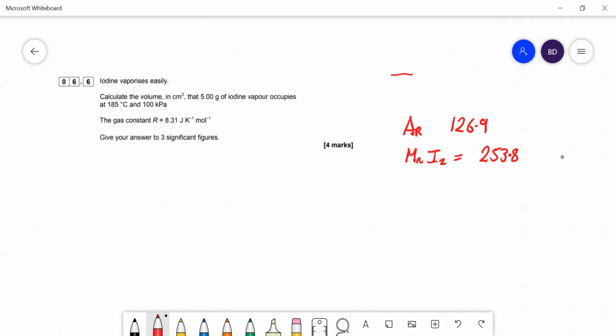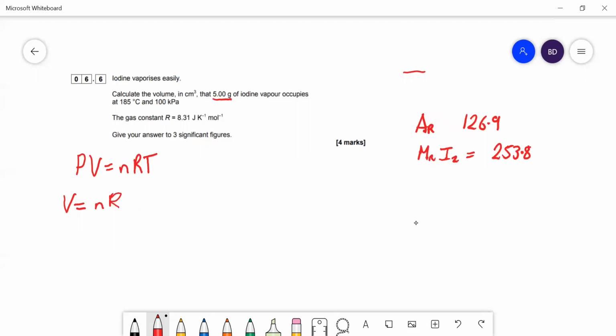We've got to calculate the volume of 5 grams of iodine vapor using the ideal gas constant. We're going to use PV equals nRT. Rearrange that to get the volume, which is nRT over P. n is the number of moles of iodine, which we've got to find from the mass. So n moles of iodine is equal to the mass over the Mr.